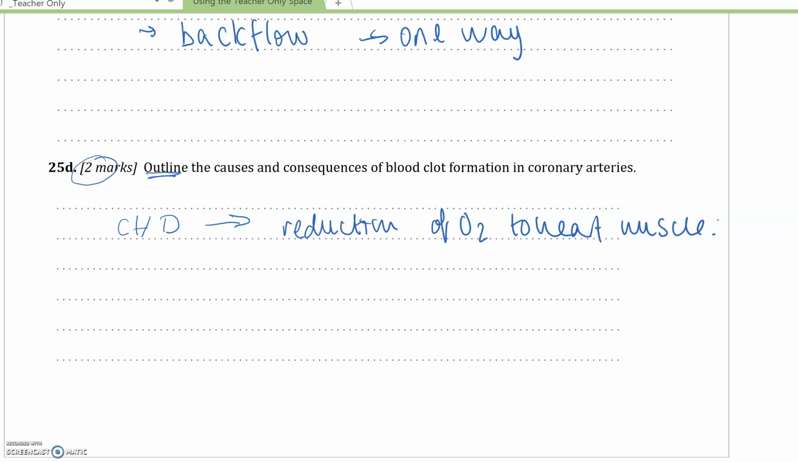You could talk about the fact that you have plaque formation in the arteries, that clots in the bloodstream may block a coronary artery, which would reduce the blood flow and therefore the oxygen to the heart muscle, and that those clots can cause a heart attack or muscle death.